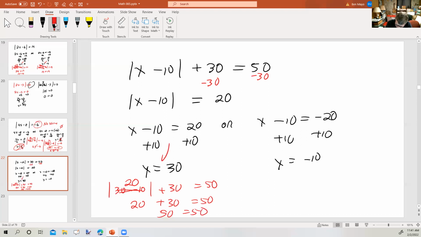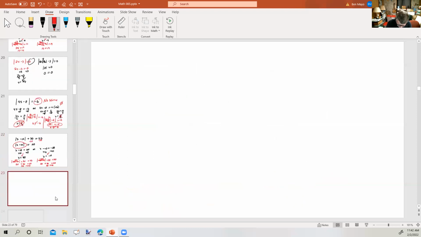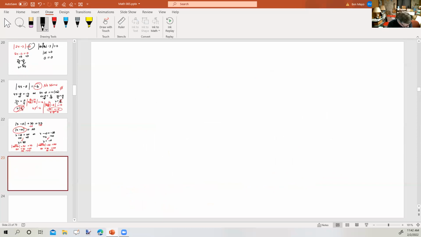How about x equals negative 10? The absolute value of negative 10 minus 10 plus 30 equals 50. Well, negative 10 minus 10 is negative 20, but the absolute value of negative 20 is positive 20, and 20 plus 30 is 50. 50 equals 50, so they both check. But we want to make sure to isolate the absolute value term before you split things apart.